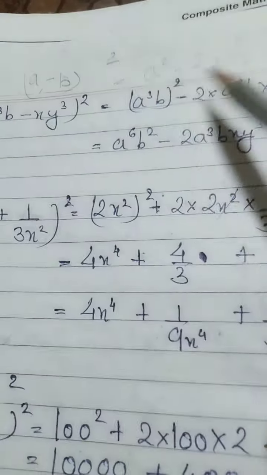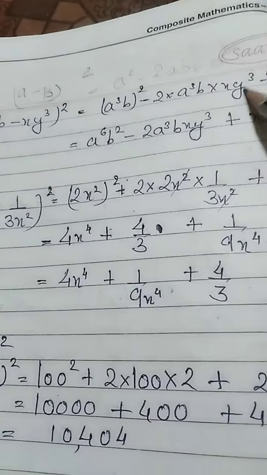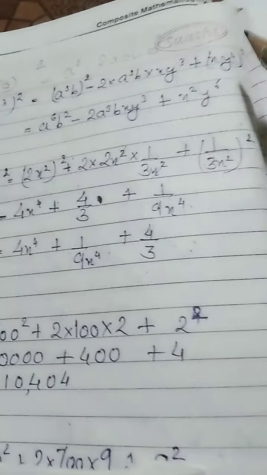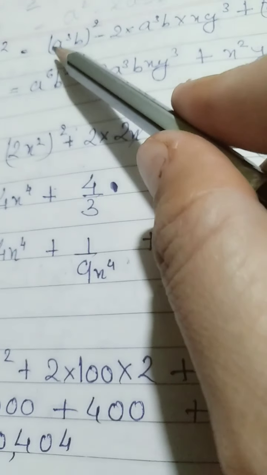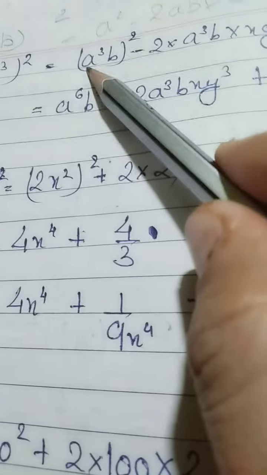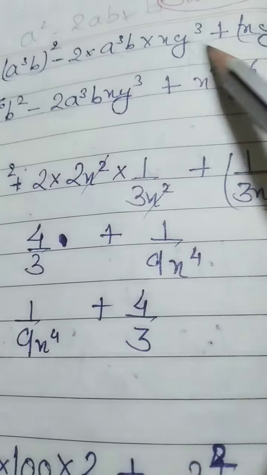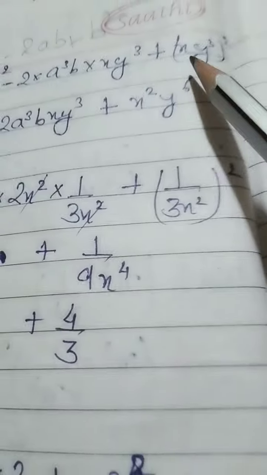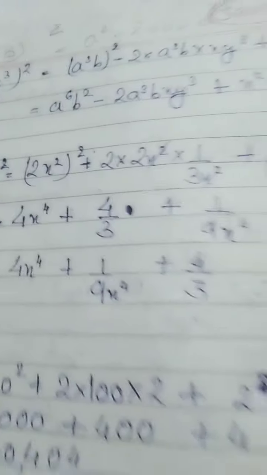So we will arrange according to the identity: a square minus 2 into a cube b into xy cube plus (xy cube) whole square. Here a already has power 3, so when we solve it you will get power 3 to the 6, and b square minus 2 a cube b xy cube, and here you will get x square and y raised to 6. So this is your answer.